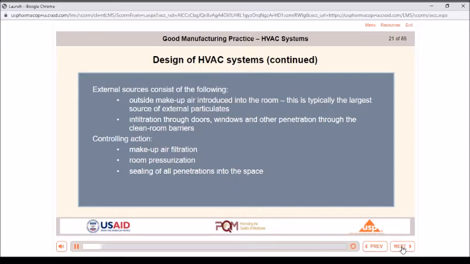Design of HVAC systems, continued. External sources consist of the following: outside makeup air introduced into the room. This is typically the largest source of external particulates. Infiltration through doors, windows, and other penetrations through the cleanroom barriers. Controlling action: make-up air filtration, room pressurization, and sealing of all penetrations into the space.